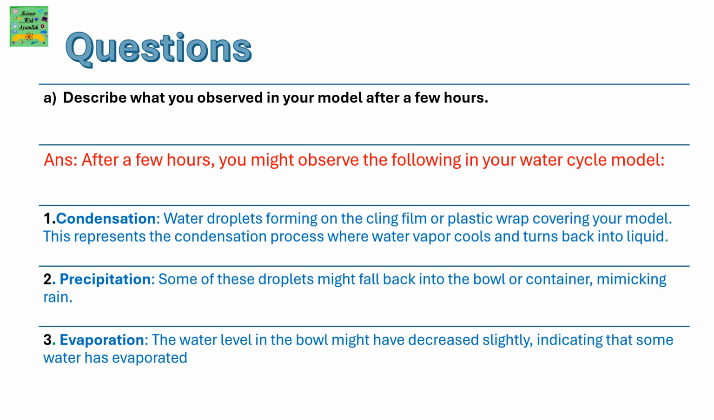These are a few questions in relation to the water cycle model. Describe what you observed in your model after a few hours. The observations could be condensation: the water droplets forming on the cling film or plastic wrap covering your model. This represents the condensation process where water vapor cools and turns back into liquid. Precipitation: some of these droplets might fall back into the bowl or container, mimicking rain. Evaporation: the water level in the bowl might have decreased slightly, indicating that some water has evaporated.